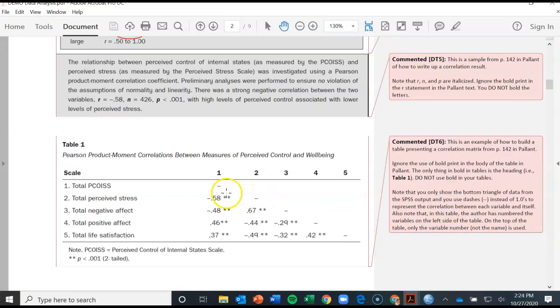Note here that instead of the ones that are in the SPSS output on the correlation table, APA style asks that you use dashes instead, because the ones are not interpreted. So you don't want your reader to be distracted by them. Also notice that in APA style, we round to 2 decimal points when we present the correlations, both in text r statements and in tabular representations. The 2 asterisk marks represent significance at the .001 level in this case.